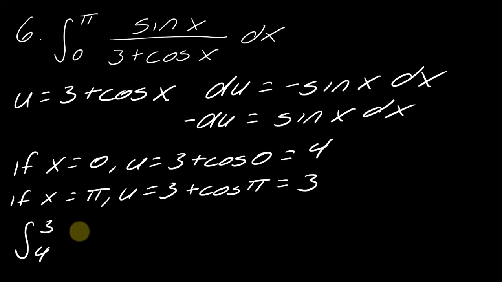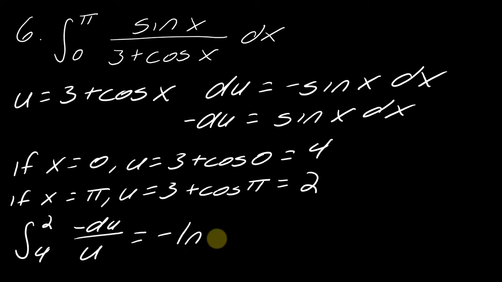And then this will become, let's see, negative du over u. Okay, so, oh, and I just realized I made a mistake. Sorry, this is 3 plus -1, so this should have been 2. My bad, sorry. Let me change that. Okay, so there we go. So now we're good to go.